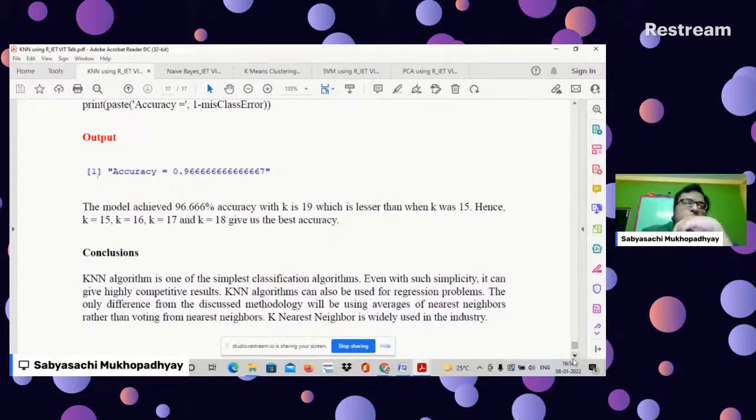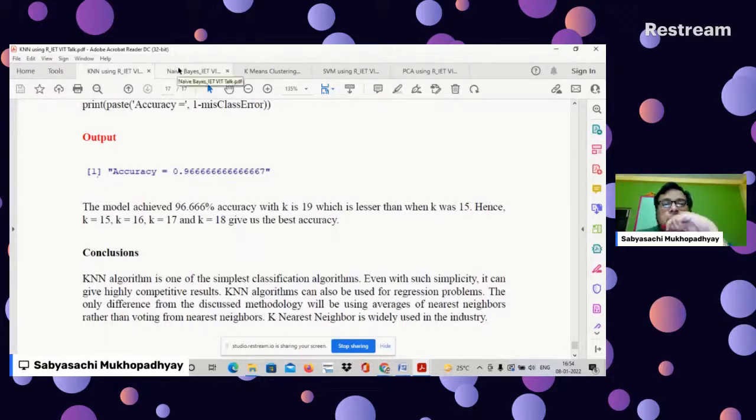So whatever we have learned from the KNN algorithm, it is one of the simplest classification algorithms. Although it takes some time during the learning of the features during the training period, it is a very robust algorithm, and that's the reason it is widely used in the industry. So that's what we have discussed for the KNN algorithm.